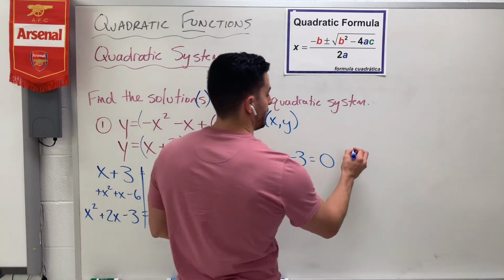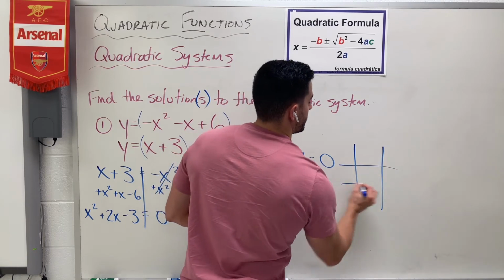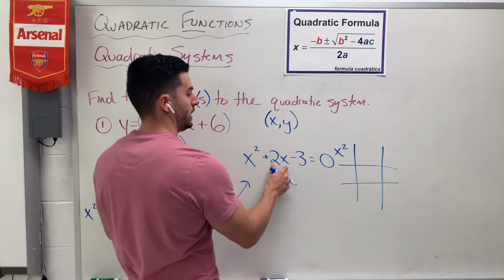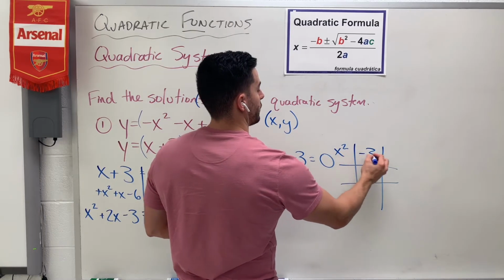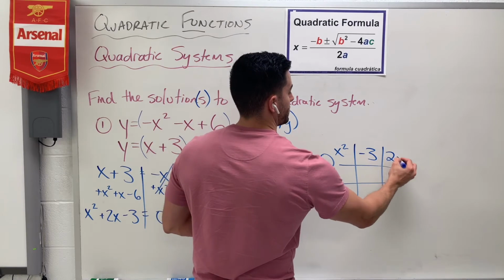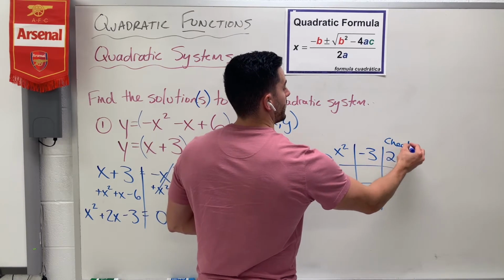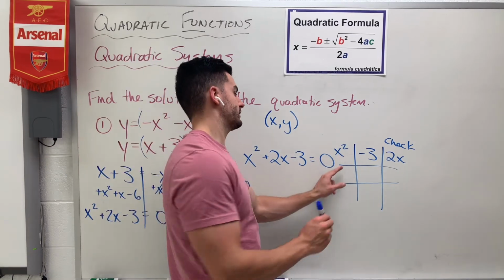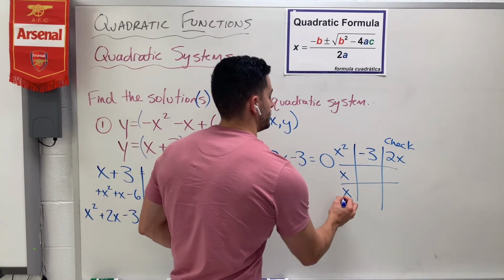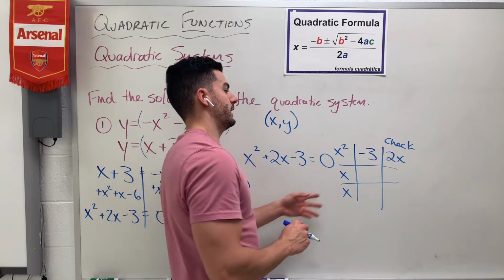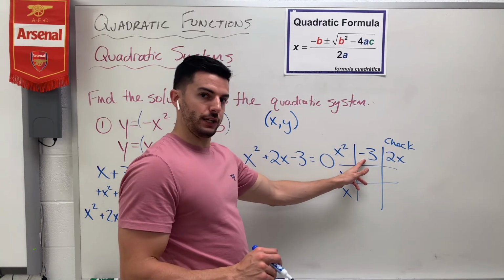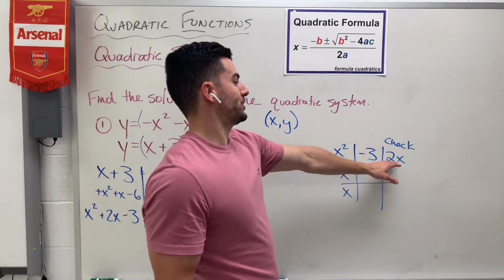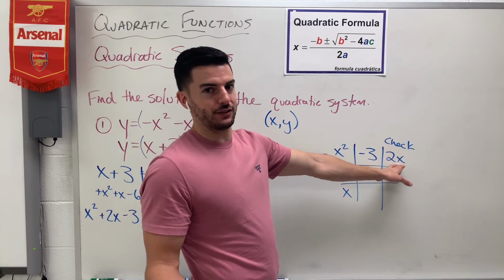I'm going to try to factor this trinomial using tic-tac-toe. Let me draw a little board here. I've got my x squared, my negative 3 is in the middle, and then my plus 2x is on the right as my check column. So what multiplies to give me x squared? That would be x times x. And then what multiplies to give me negative 3? Well, we have a couple options, but again, what I'm trying to get is a positive 2x over here.